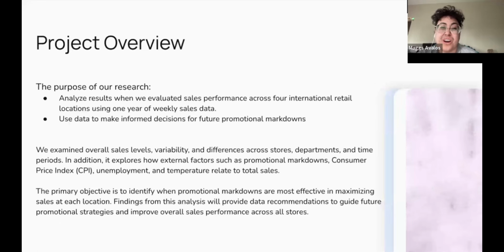We analyzed 1 year of weekly sales data from 4 international locations. We examined overall sales levels, variability, store differences, promotional markdown patterns, and external economic indicators. The purpose was to move from raw data to executive level decisions on promotional timing and resource allocation.